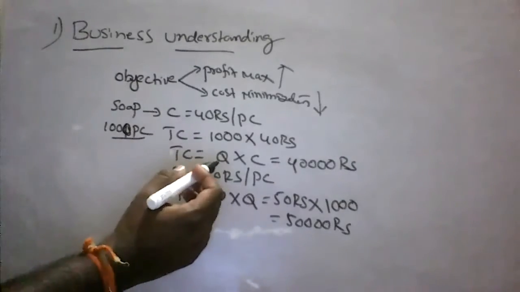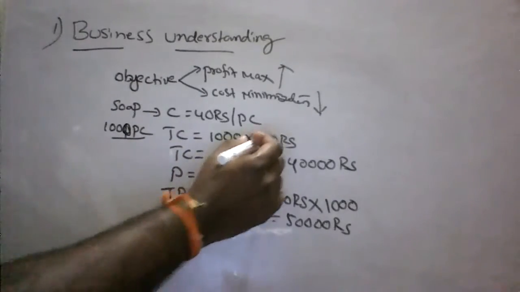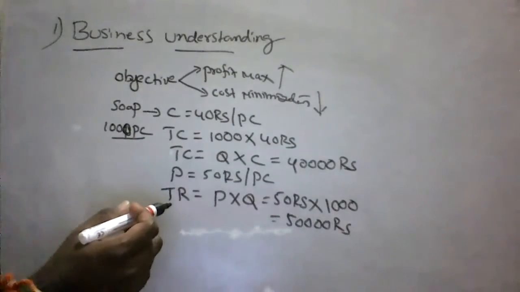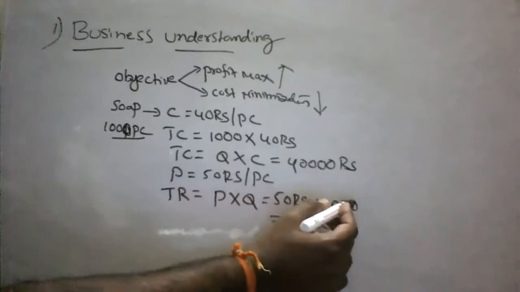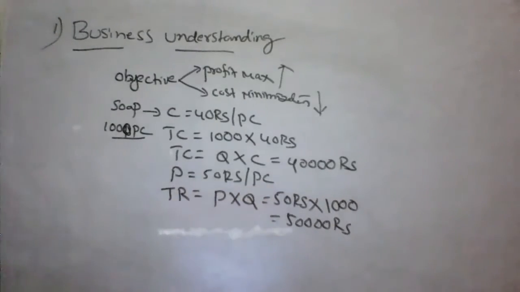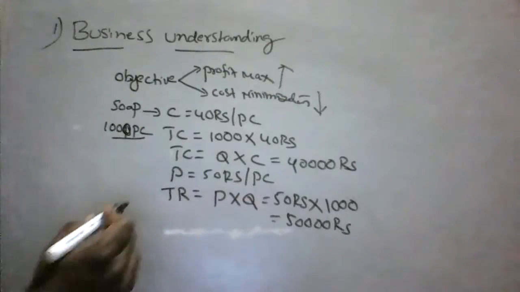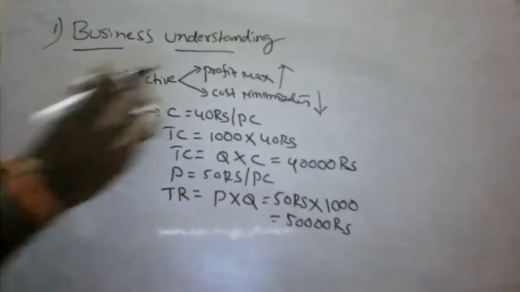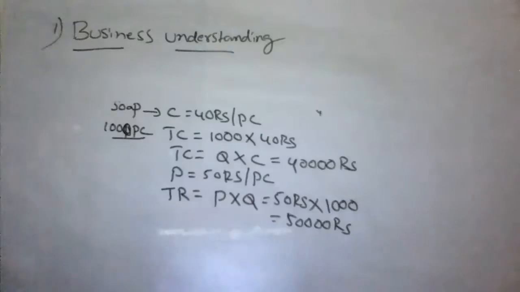Here, you can use the same formula: TC is the cost of each product into quantity, that means 40,000 rupees, and total revenue is from selling my quantity of 1000 pieces at the rate of 50 rupees in the market. Let us now go for profit maximization. So my objective is profit maximization.